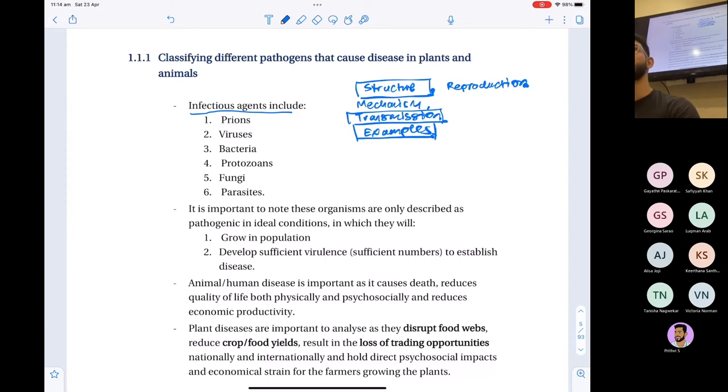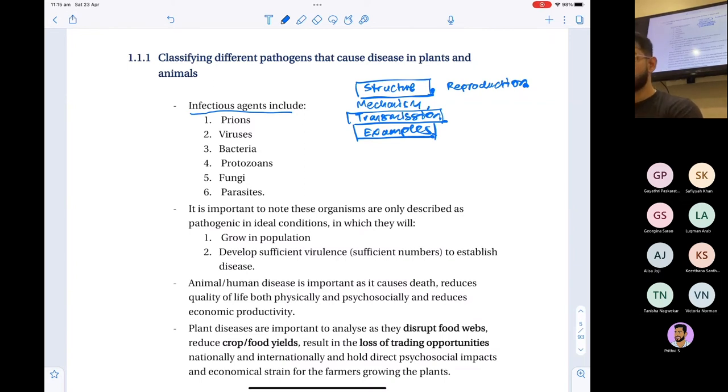There is no cell wall. The reason you need to know that is because all of you will be taking antibiotics at some point in your life. Antibiotics kill the bacterial cell walls. They don't hurt us because we don't have a cell wall. Does that make sense? Basic understanding of cells helps us save lives.